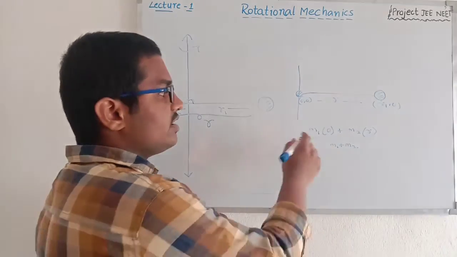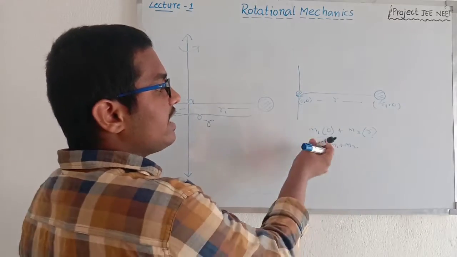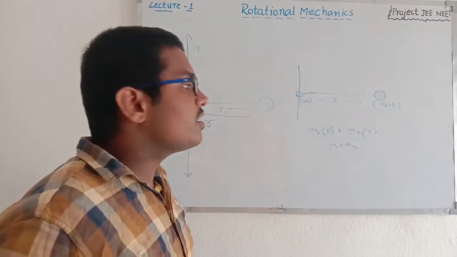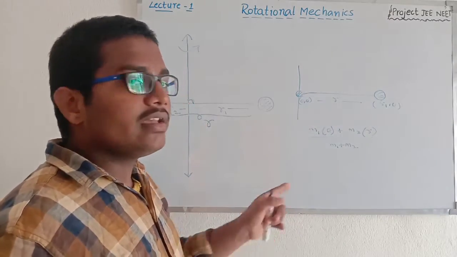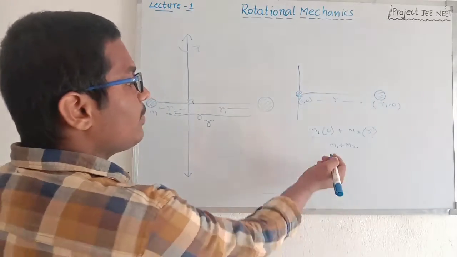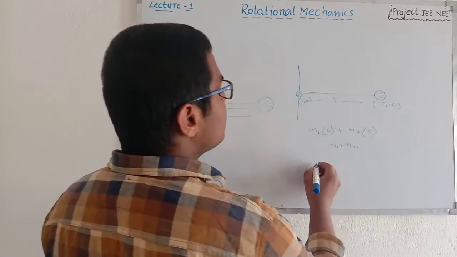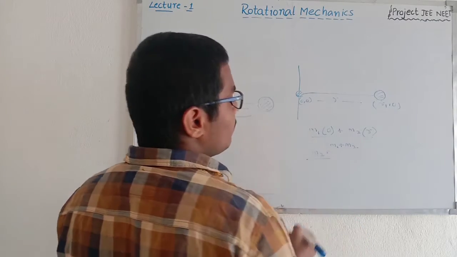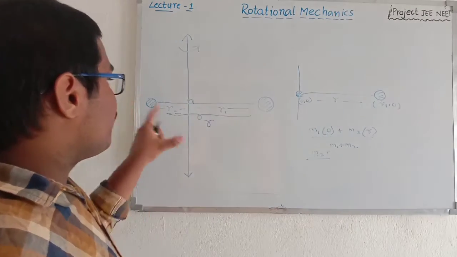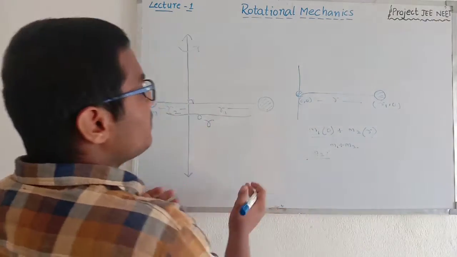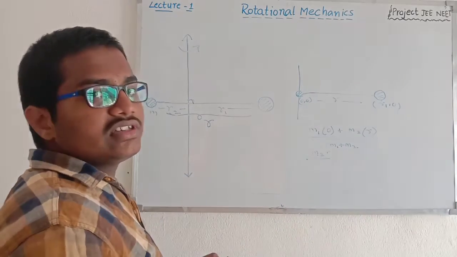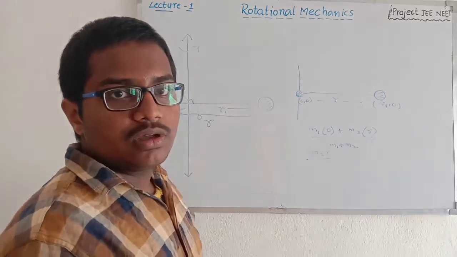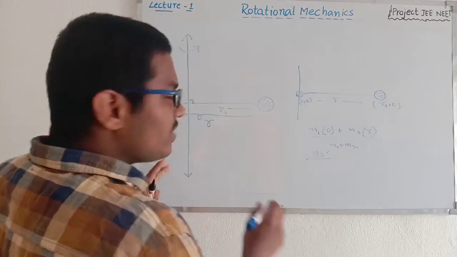I hope you all know the center of mass concept, where we are finding the x position of the center of mass, xcom. There will be a formula: xcom is equal to m1x1 plus m2x2 by m1 plus m2. So I applied this formula here and we got m2 into r by m1 plus m2 for the first side, and then for the opposite situation we get m1 into r by m1 plus m2.